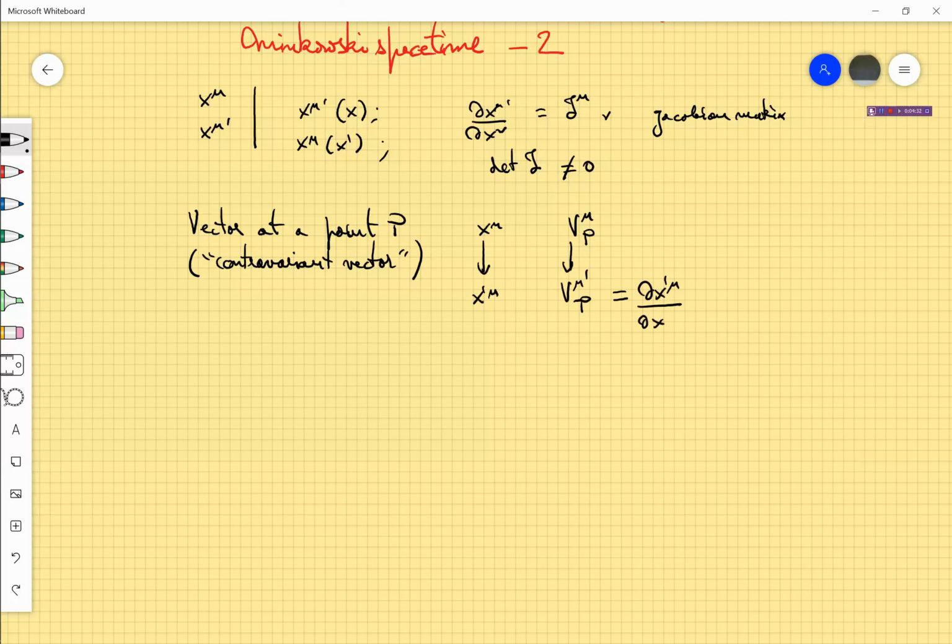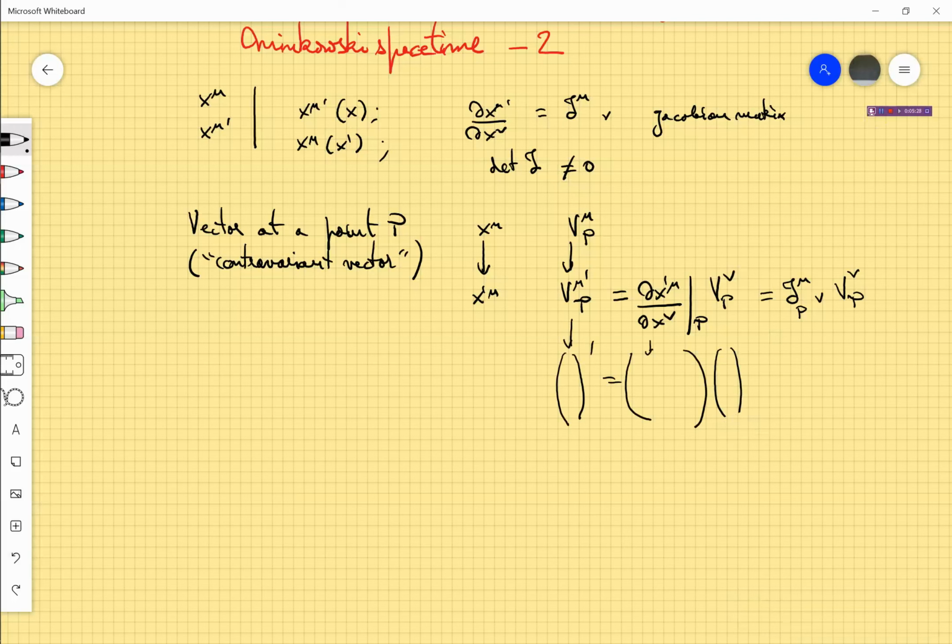So the change is this. You take the Jacobian matrix evaluated at the point P, and you multiply it by the components v mu P. We can write this as G mu nu evaluated at P times v nu P. This is a contravariant transformation law, in the sense that if we write this as a column vector with our conventions, this is a matrix, and this is the original vector, and we call this a contravariant transformation law, and something that transforms in this way is a contravariant vector.